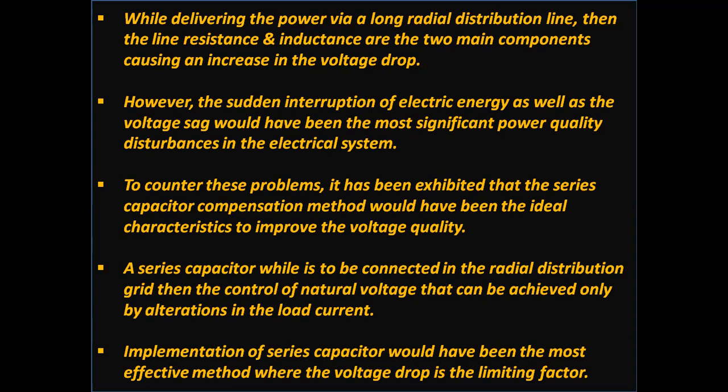When a series capacitor is connected in the radial distribution grid, control of the natural voltage can be achieved only by alterations in the load current. Implementation of a series capacitor is the most effective method where the voltage drop is the limiting factor.